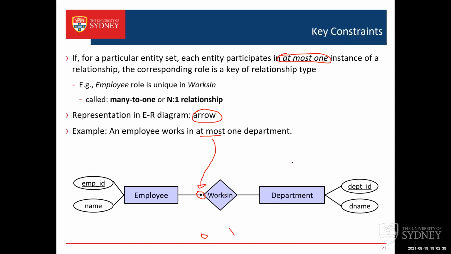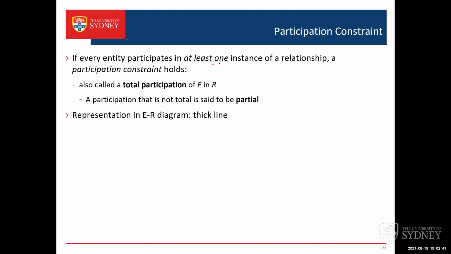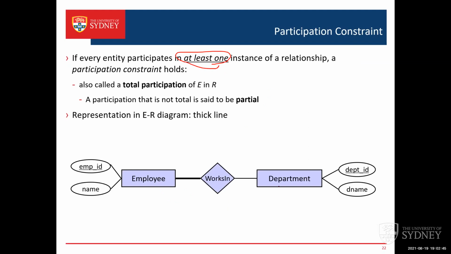Okay, so if this one is saying an employee works in at most one department, then at most we'll represent using this arrow. At least, if this one is saying an employee works in at least one department, that means that he can work in multiple departments as well. Then that will be represented using a thick line. You can see that this one is thicker than the normal one. So in this case, that is represented as at least.